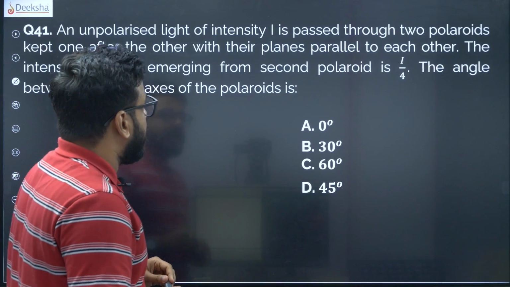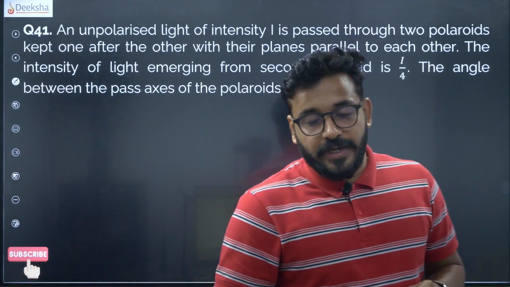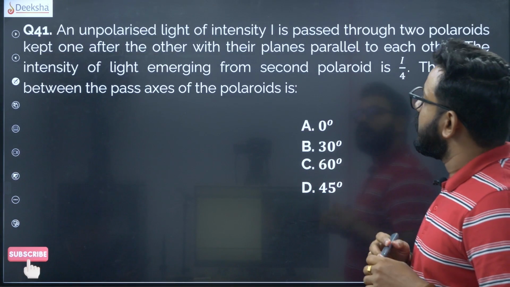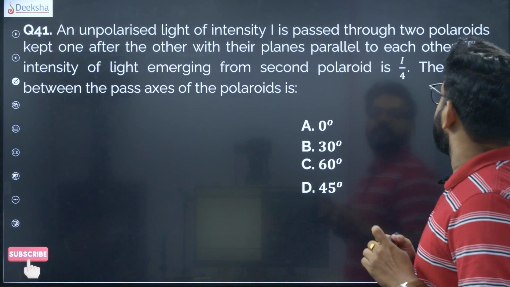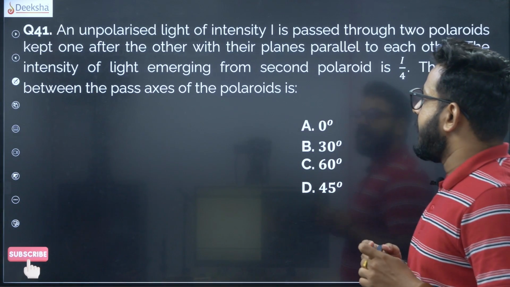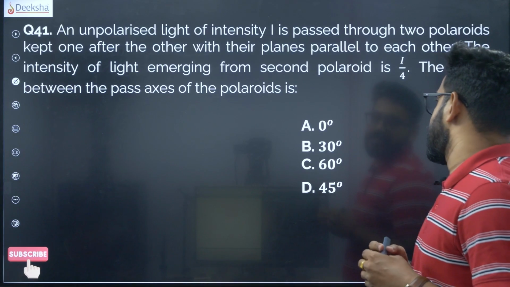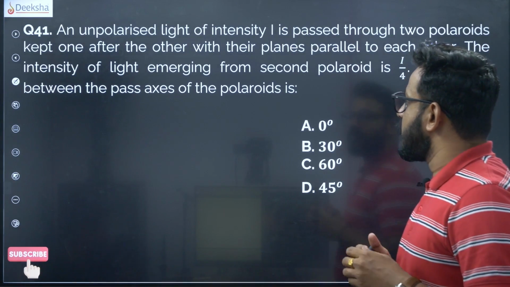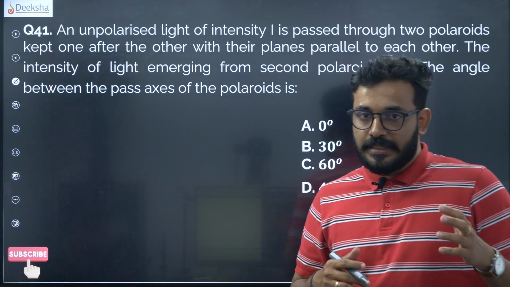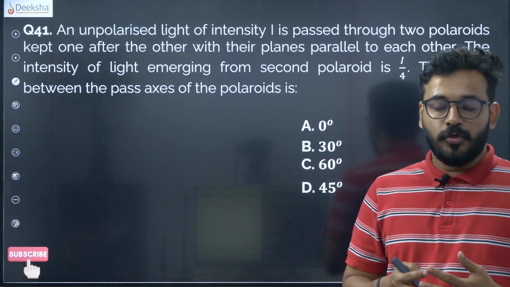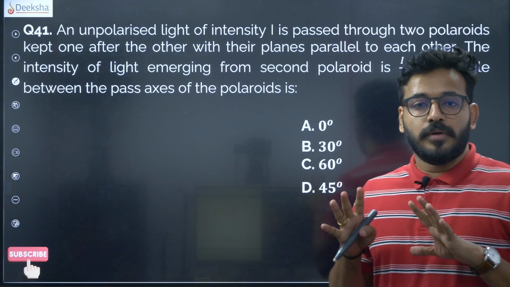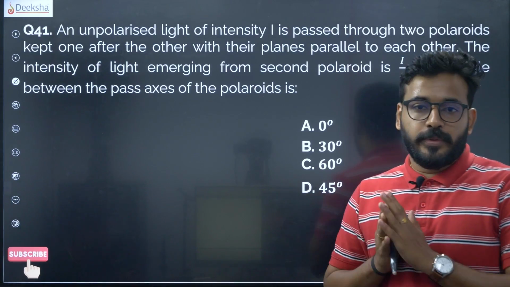An unpolarized light of intensity I is passed through two Polaroids, kept one after the other with their planes parallel to each other. The intensity of light emerging from the second Polaroid is I by 4. The angle between the pass axes of the Polaroids is? Now see, this polarization topic has been removed in the PU part. So once again, most probably this question is unlikely to repeat in the 2024 KCET.